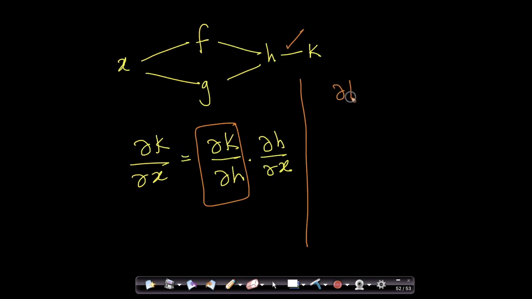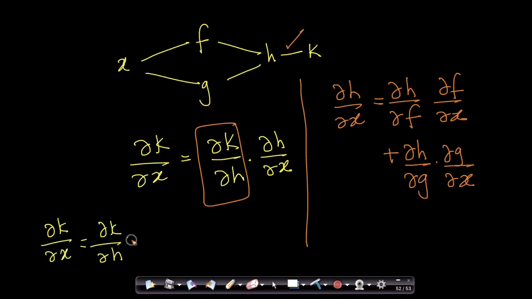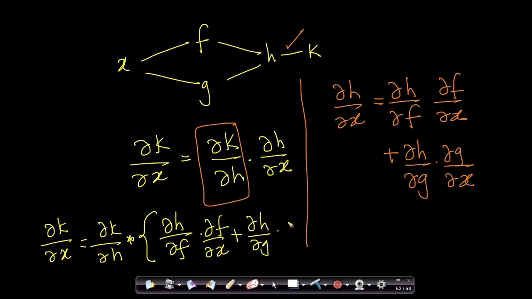So the derivative of h with respect to x is the derivative of h with respect to f and the derivative of f with respect to x, plus the derivative of h with respect to g and the derivative of g with respect to x. So overall, the derivative of k with respect to x is the derivative of k with respect to h multiplied by dh/df, df/dx plus dh/dg, dg/dx.